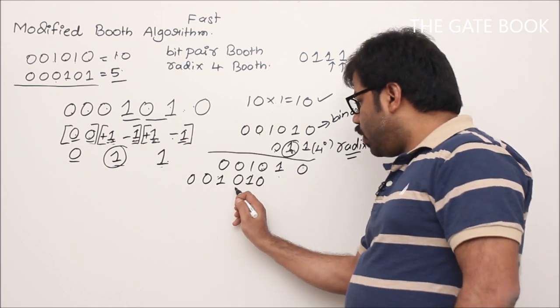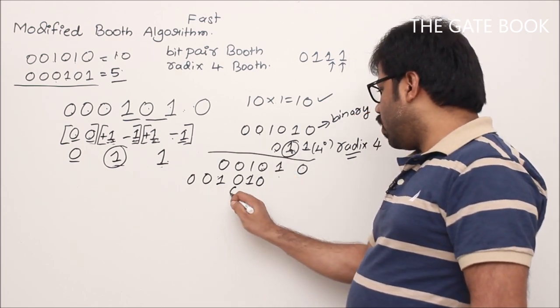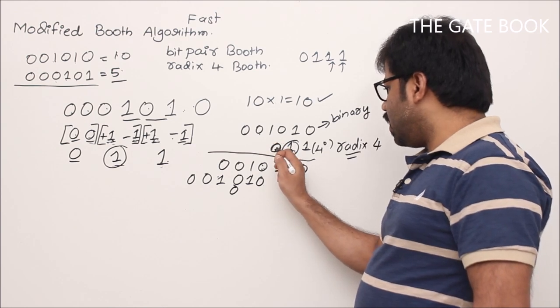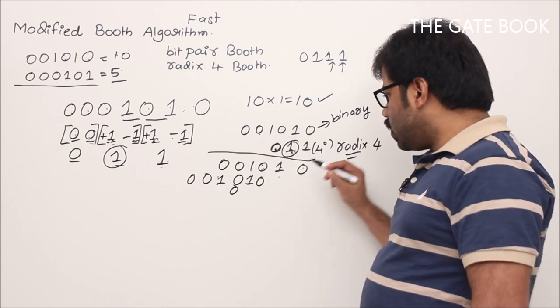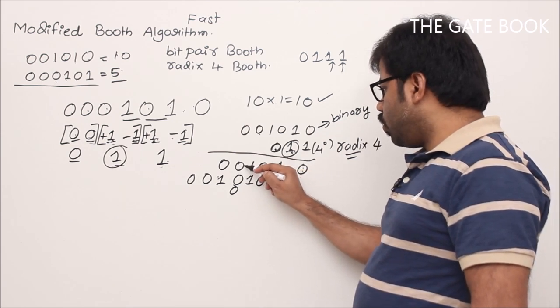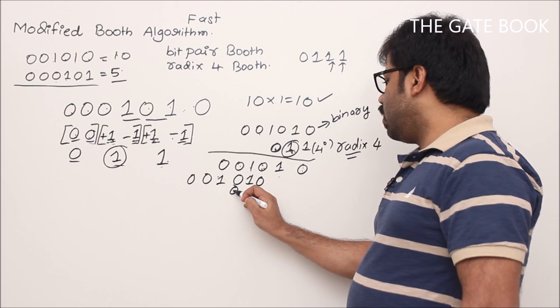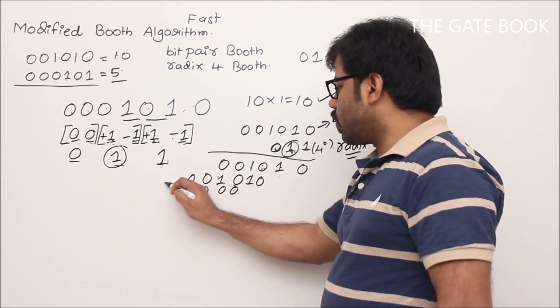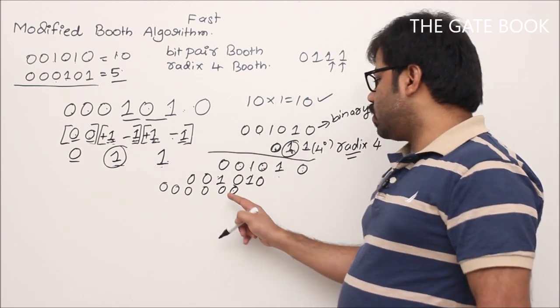Now again shift by 2 bits because it's a radix 4 model. So next time the weightage of this number is 16. That's why we have to go to the 16th weightage bit: 2 power 0, 2 power 1, 2 square, 2 cube, 2 power 4. That's why you start filling from here. 0 0 0 0 0 0, right? 4 plus 2, 6. Yes.